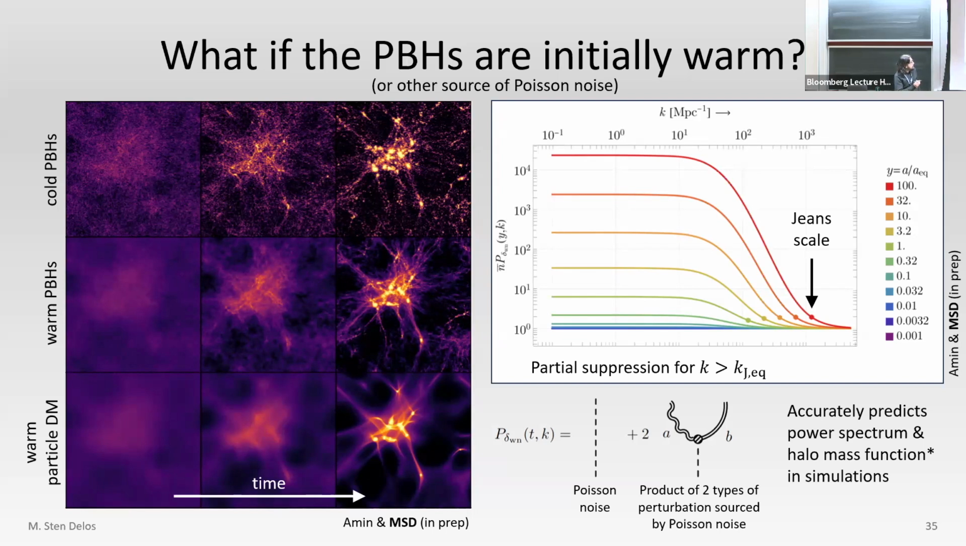Yeah, we have this kind of fun calculation with symbols, with diagrams here, but basically you can think of its power spectrum as a sum of the basic Poisson noise, like 1 over n. And then you have this product of two different types of perturbation that are sourced by the Poisson noise. I don't really understand why exactly it turns out that way. And this accurately predicts the power spectrum, and you can also use it to predict the halo mass function, subject to one caveat, which is that you don't want modes that are smaller than the Jeans scale to contribute to nonlinear clustering, because they're too transient.